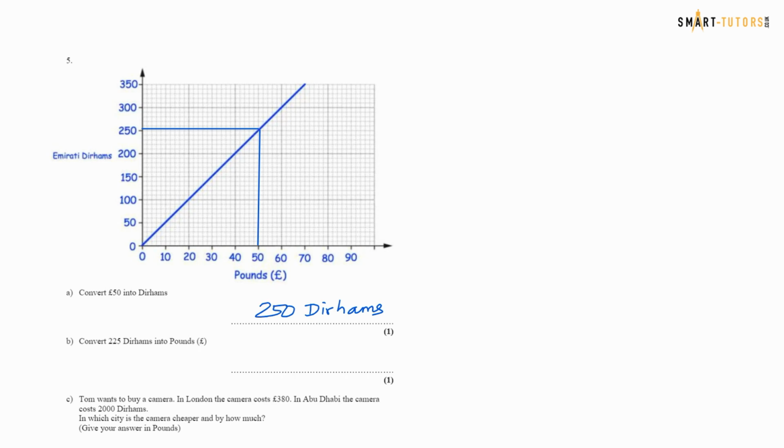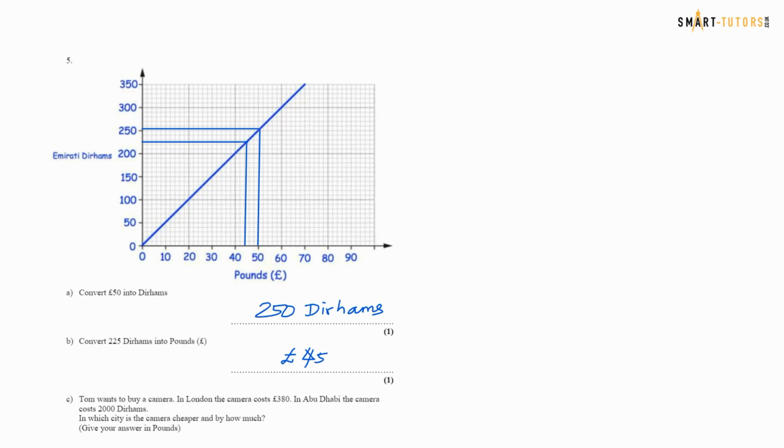Convert 225 dirhams into pounds. 225 dirhams into pounds means, so do 225 dirhams, is 45 pounds. So 45 pounds is the answer for the 225 dirhams.